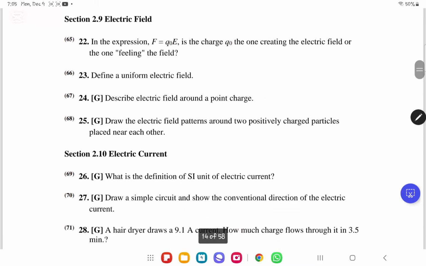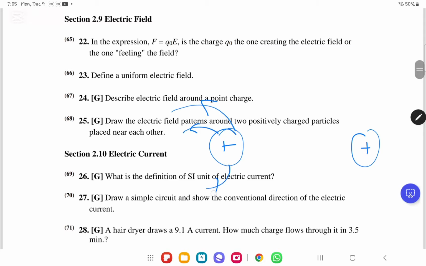Okay, now we move on to question number 25. Draw the electric field patterns around two positively charged particles placed near each other. So what you need to do is just draw positive, positive, then draw that they repel each other. So it needs to be moving like this. The arrow for the positive is pointing away from the sphere. So this, my bad, is like this.